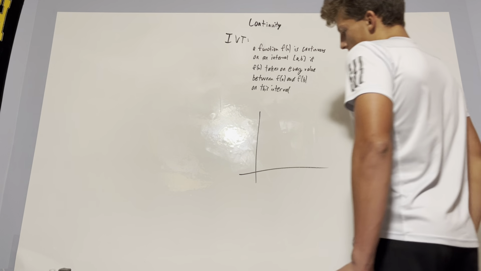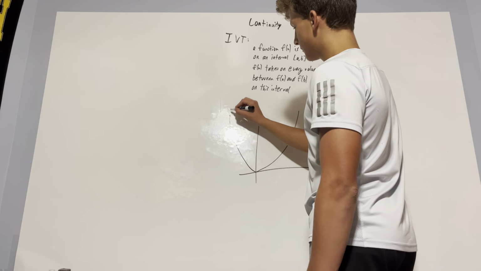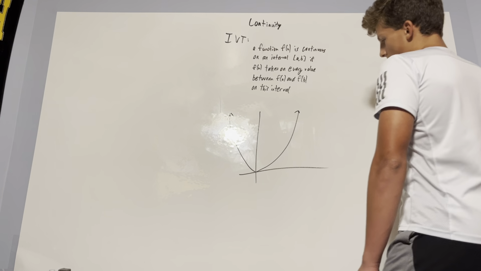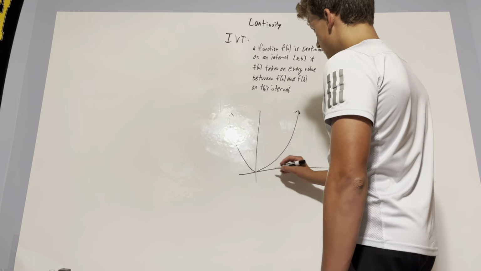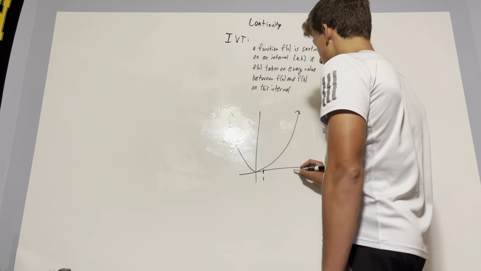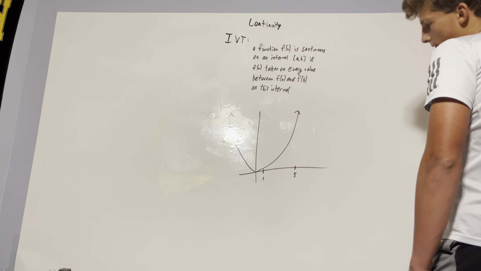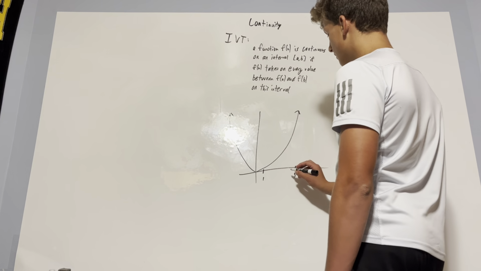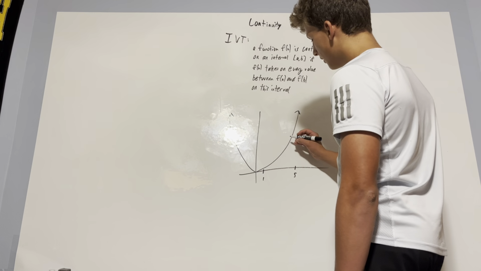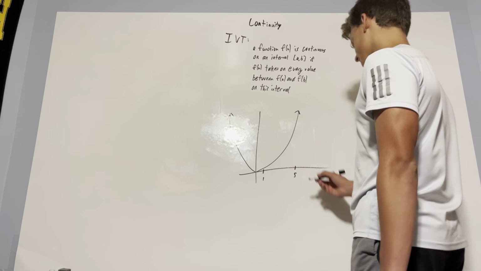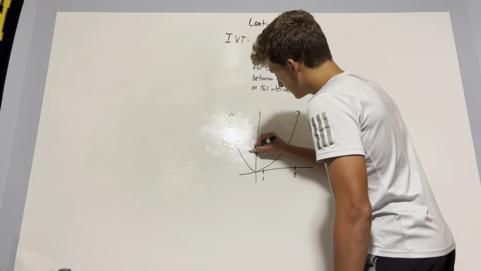So let's use the function f of x equals x squared again, the parabola. Let's choose the points for our interval. Let's say 1, and then we'll take 5. And we want to prove that somewhere between these numbers, f of x, or x squared, is going to be equal to 20.